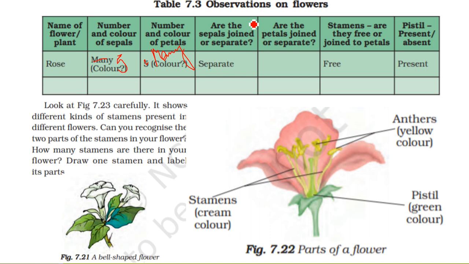Is pistil present or absent? In some flowers, we observe that they only have stamen, and on the other hand in some we observe they only have pistil. So we can also make it a point whether pistil is present or not. Pistil means the female reproductive part is present in that flower or not. In rose, both male and female parts are present in the same flower. But if you take the example of cucumber or gourd, then you will observe that they have separate flowers for male and female reproductive parts. Here are the parts of a flower.